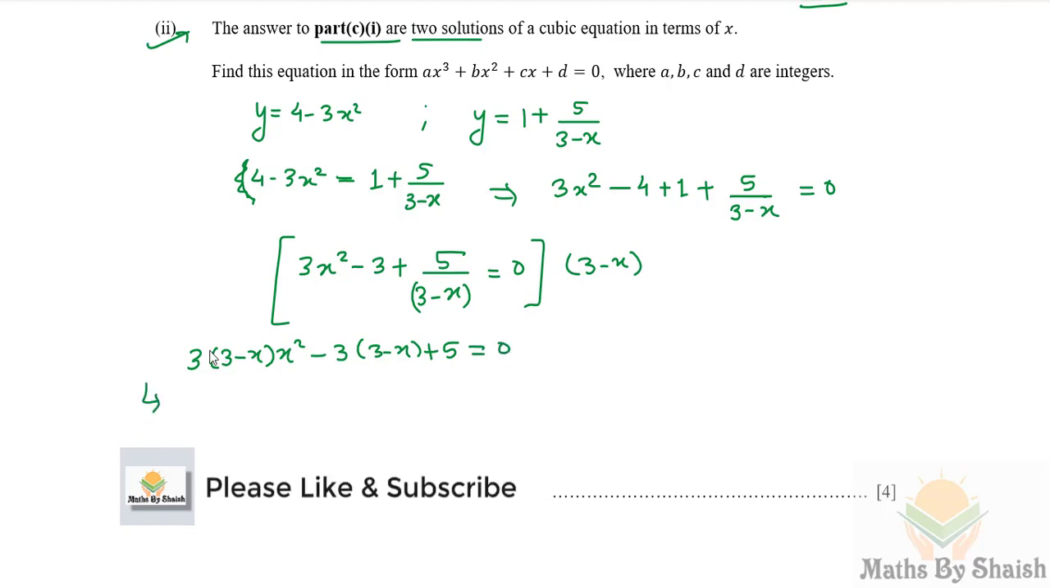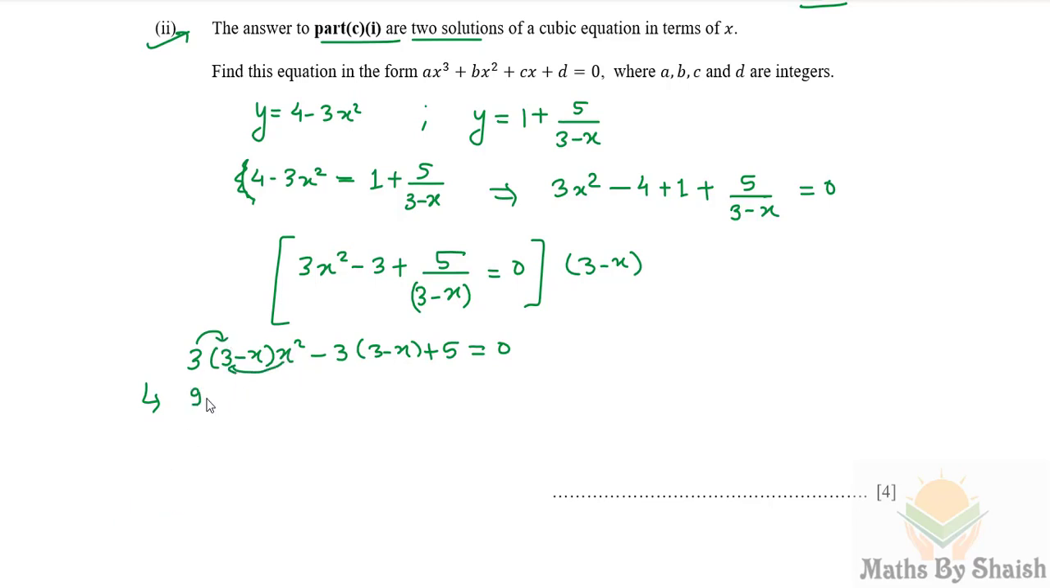Now let's simplify it. It is going to be 3 into 3, 9, at the same time x square, so it becomes 9x square minus 3 into x, 3x, and x square also, so it becomes x cube minus 3. 3 3s are 9, minus minus plus, and 3 into x is 3x plus 5 equals 0.